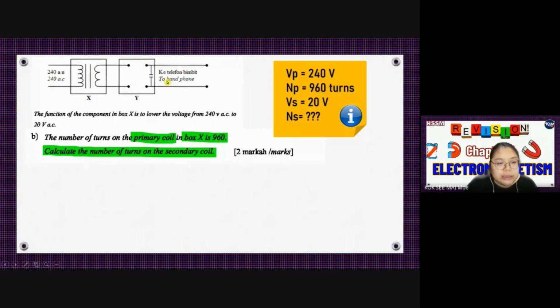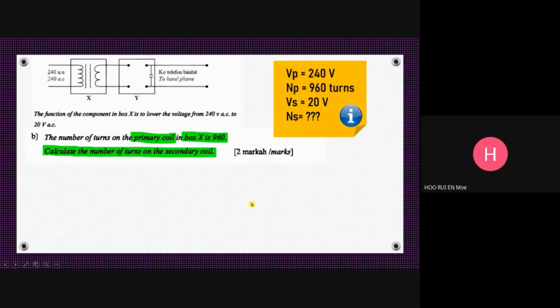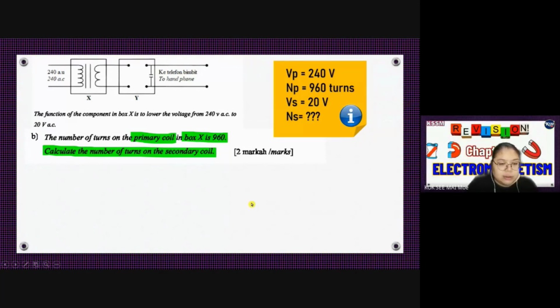Okay, after that, we know they're connected to the handphone. The handphone is 20 volt. Then we need to find the secondary number of turns. Okay, so I'm going to ask the student, give me the answer. Ryan, have you done it? Yes. Okay, what's the answer for NS? 80 turns. Okay, we show the calculation.